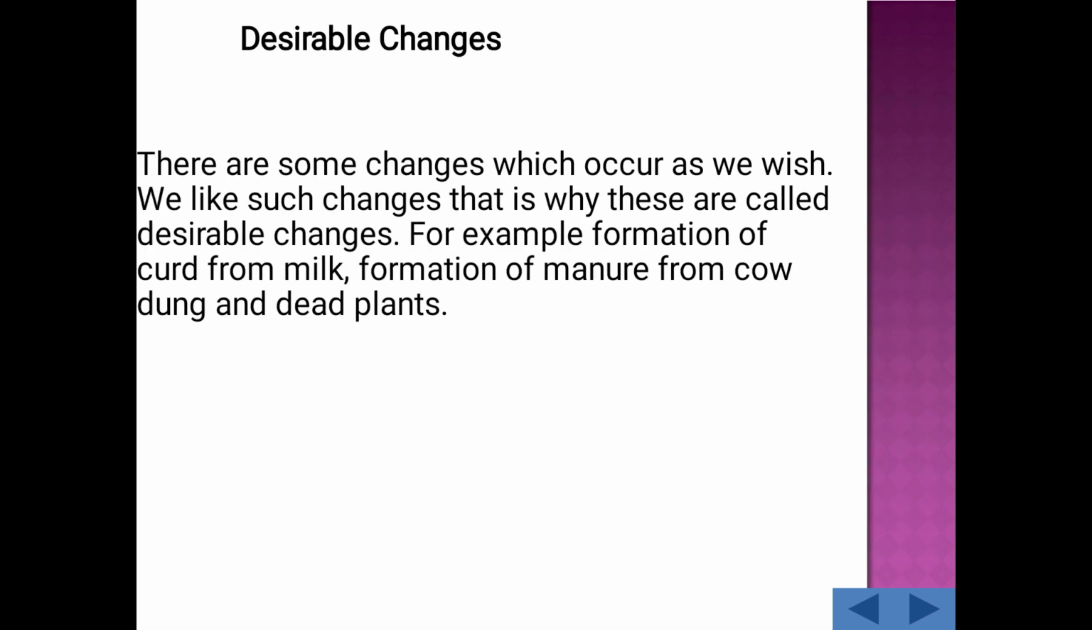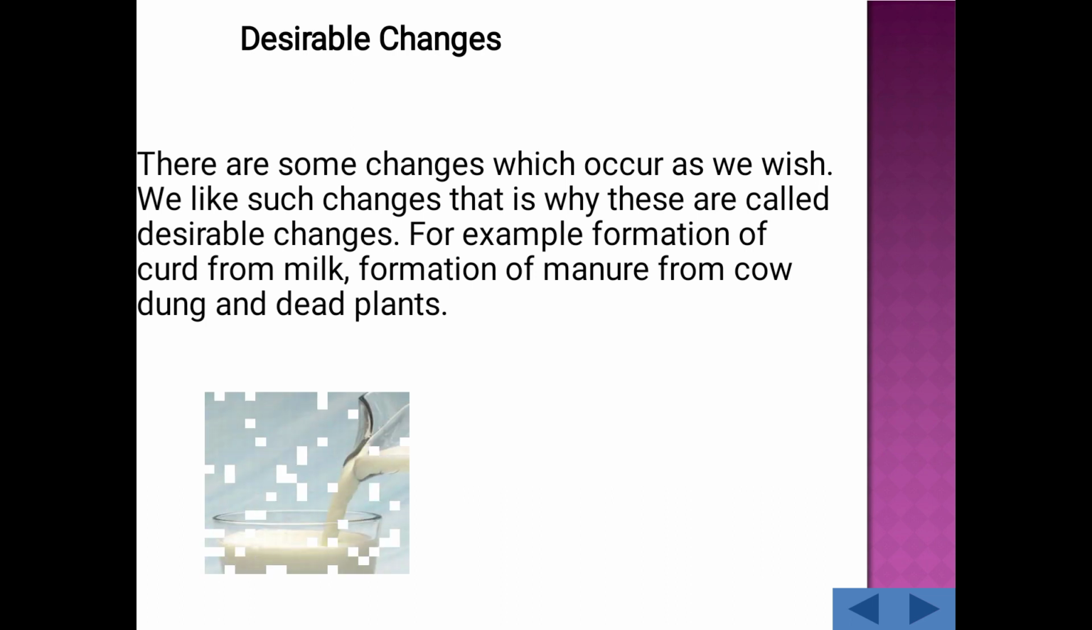Next is desirable change. There are some changes which occur as we wish. We like such changes, that is why these are called desirable changes. For example, formation of curd from milk, formation of manure from cow dung and dead plants.